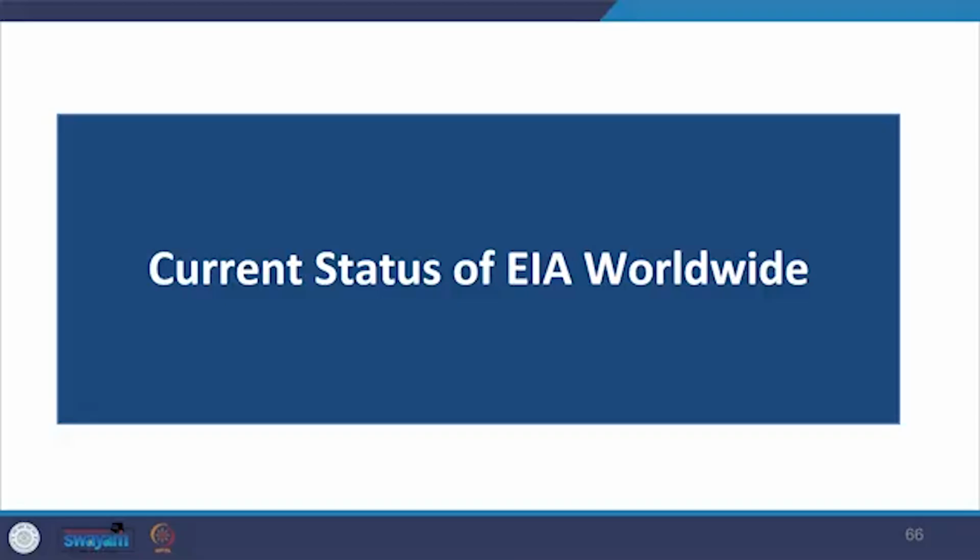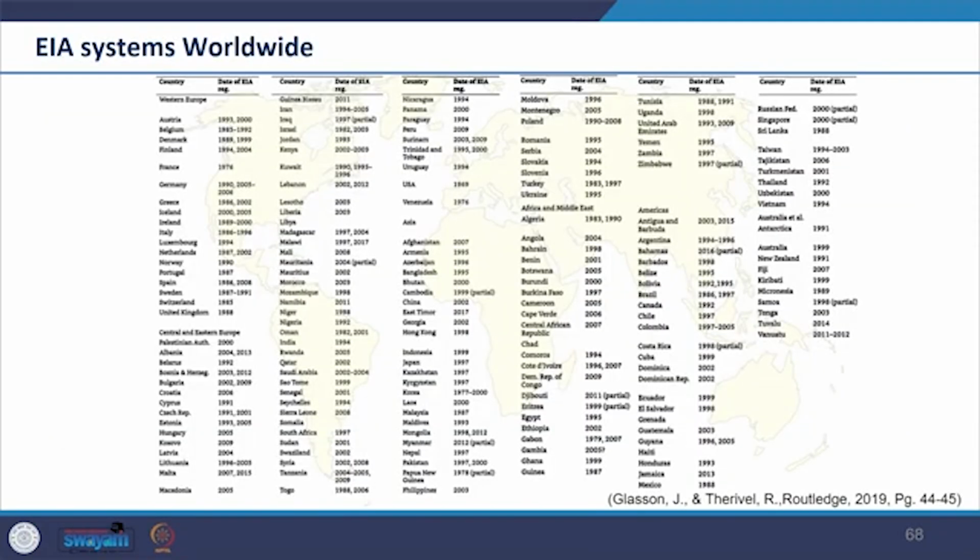Now EIA has been implemented in many countries. Since NEPA, there are nearly 180 countries which have EIA systems. That's a large number, and we can see how it is being adopted in various contexts. Looking at the current status of EIA worldwide, in the image table you can see the EIA systems worldwide here.